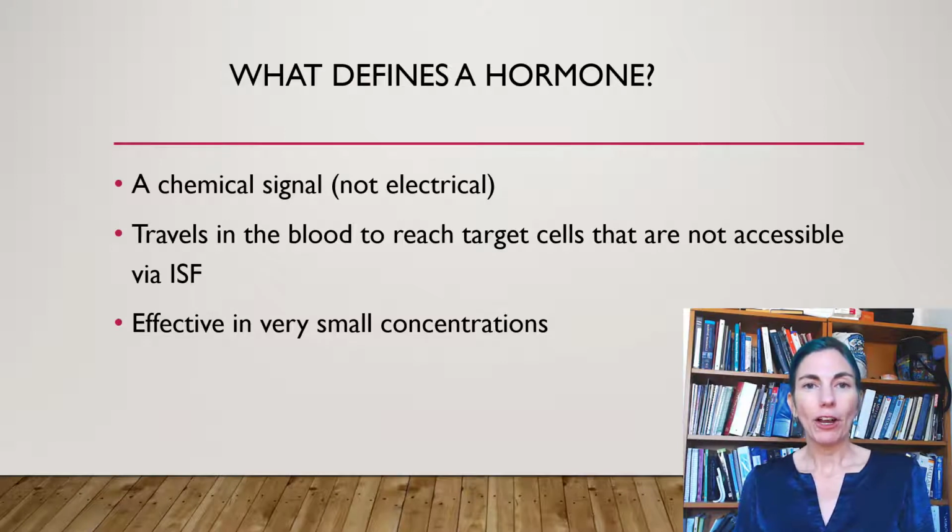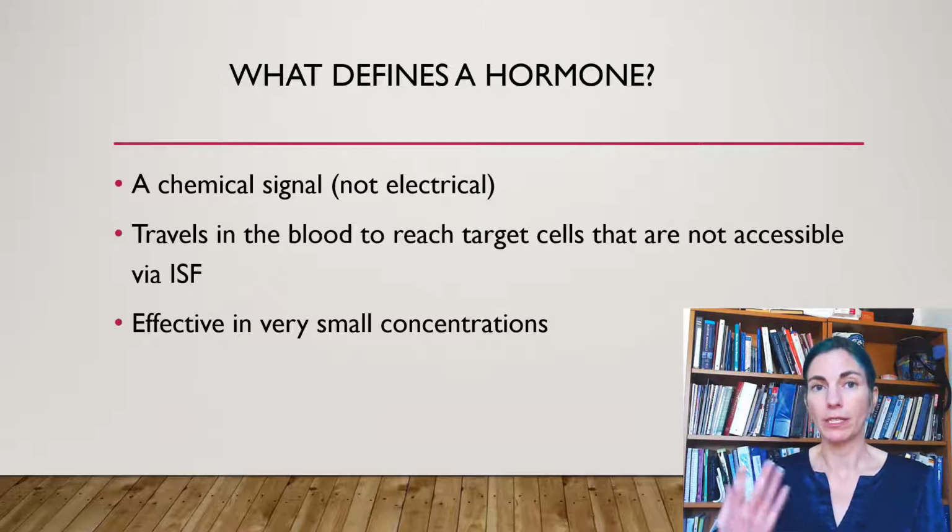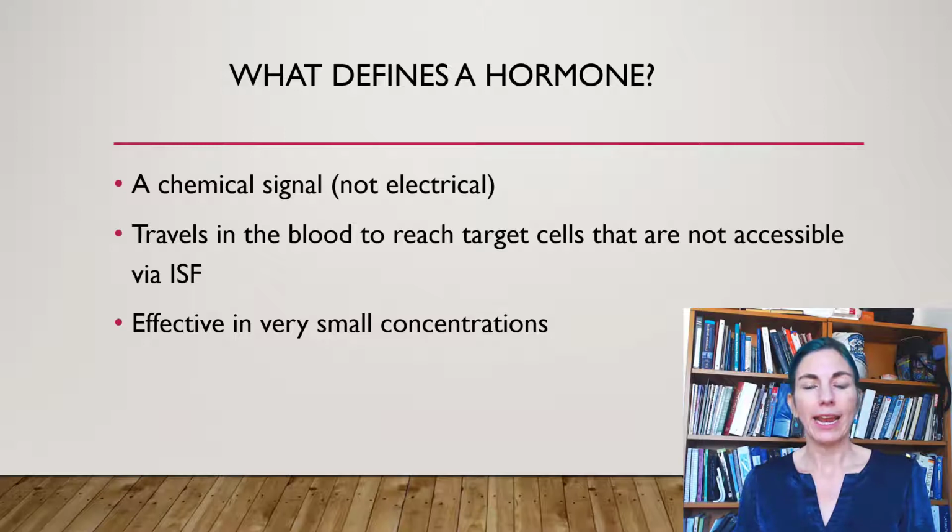I have here a list of 3 criteria that are generally accepted as needing to be fulfilled in order for some chemical to be called a hormone. And I say generally because there are some arguments about what is and is not a hormone. So there's some gray area here. But in general, obviously it needs to be a chemical signal, not an electrical one.